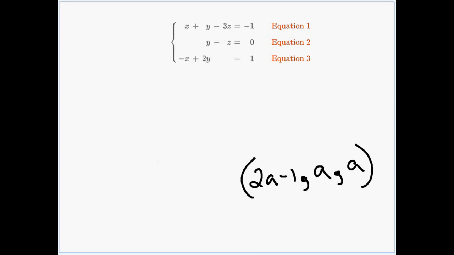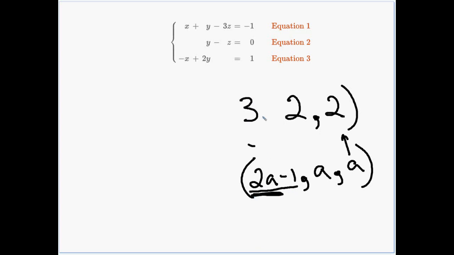I could let a equal 1. If a is 1, this would also be a 1, and 2 times 1 minus 1 is also a 1. So this solution would work in all of the original equations. I could let a equal 2. So that means the next one would be 2, and then 2 times 2 minus 1 is 3. I would have 3, 2, 2 would also be a solution.